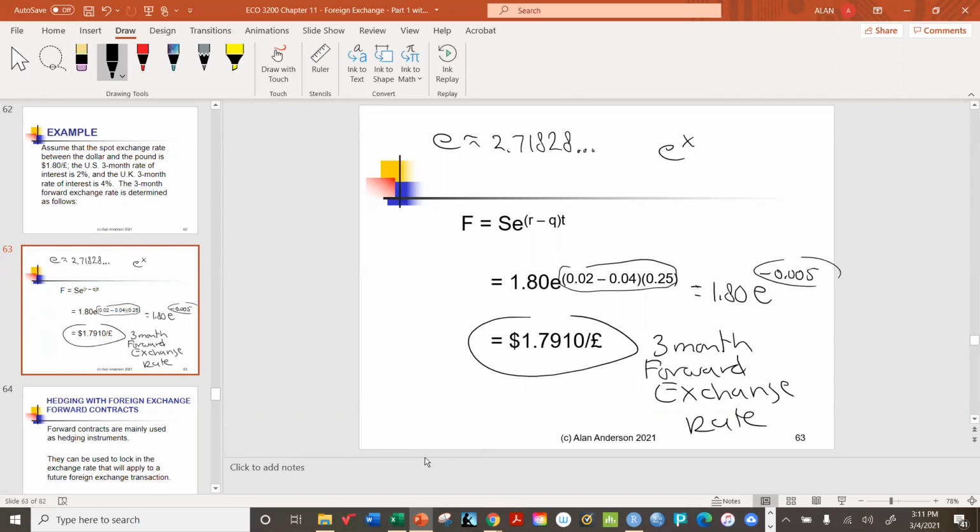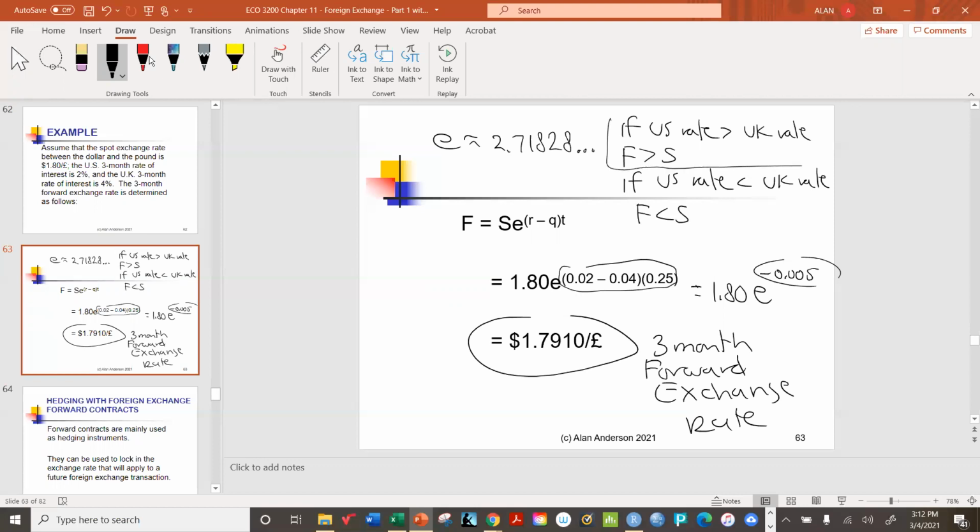Now, the way this works is that if the US rate is higher than the UK rate, then F will be greater than S. In other words, the forward exchange rate will be higher than the spot exchange rate. But in this case, it was the other way around. If US rates are lower, that means it's cheaper to buy pounds in the future than it is today.